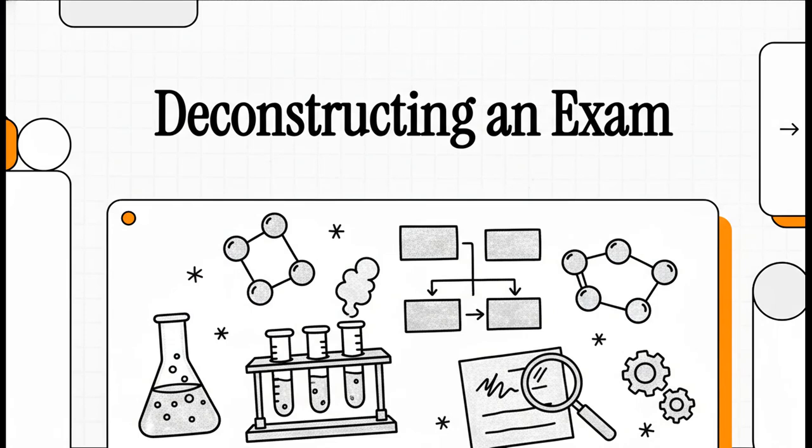Have you ever stared at an exam question you were sure you knew the answer to, but when you got it back, you'd lost marks? Well, today we're going to figure out exactly why that happens. We're taking a real GCSE chemistry exam question and tearing it down piece by piece to see exactly what an examiner is looking for to give you every single mark.